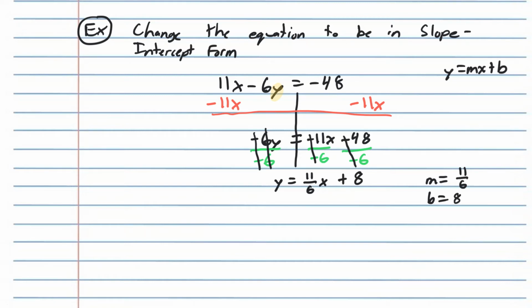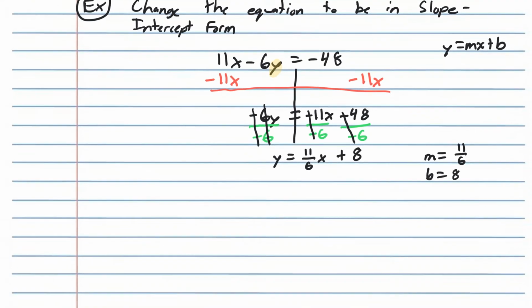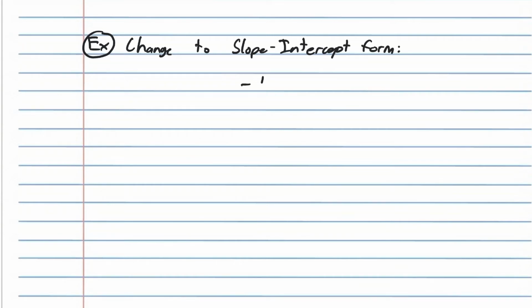All right, let's do one more of these together, and then I do want you guys to try one on your own before we close out this video. So same style of question. I want to give you in standard form, and I want you to be able to give it in slope-intercept form. So change to slope-intercept. And the equation is negative 4x plus 6y equals 10.